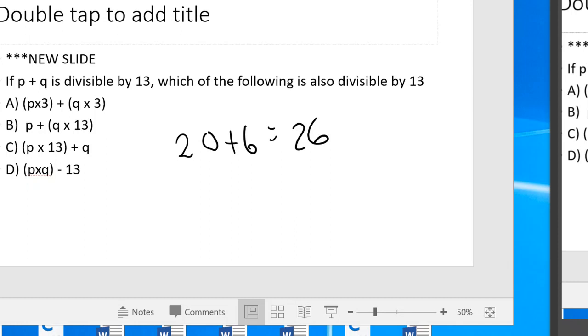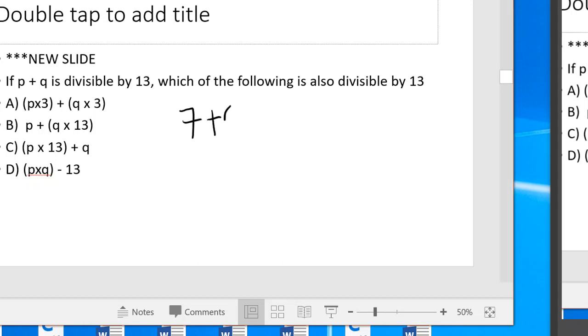Or I can even keep it smaller. Forget 20 and 6. If I try 7 and 6, right? So 7 plus 6 is equal to 13. Let me go through each answer choice and see which one that is. If I go through each answer choice and I get to C, I'm going to be able to see, hey, that's the right answer. This question is going to take you a little time.